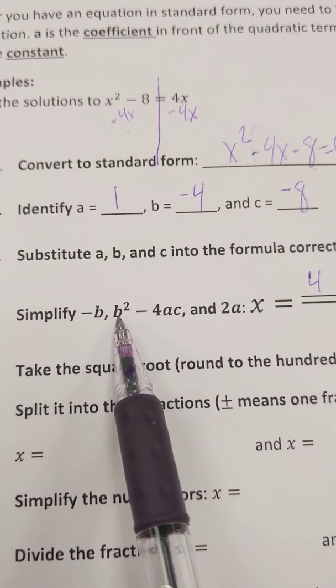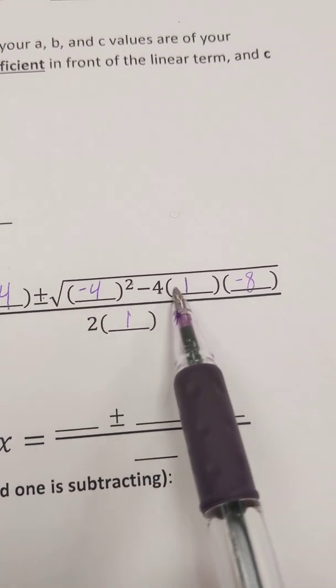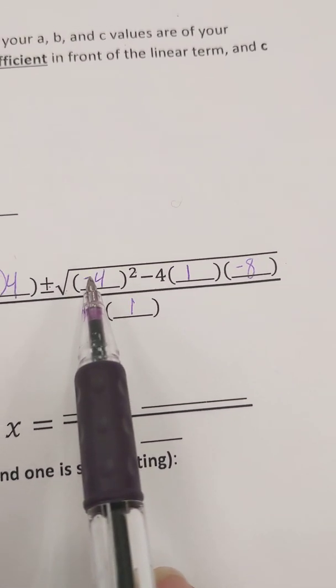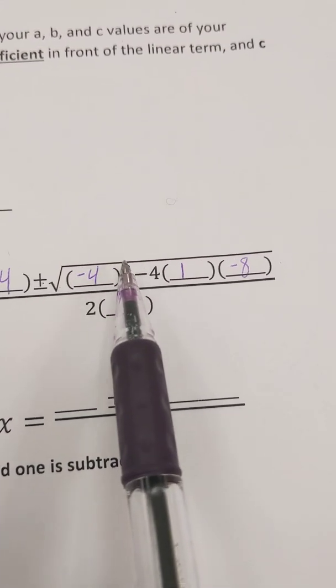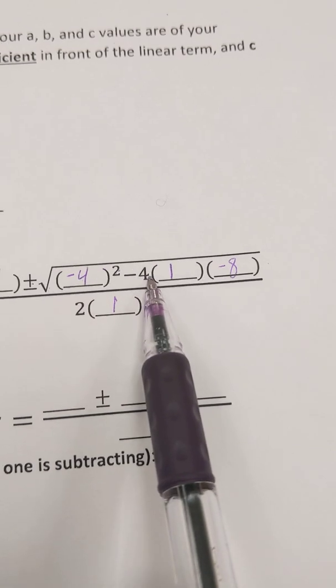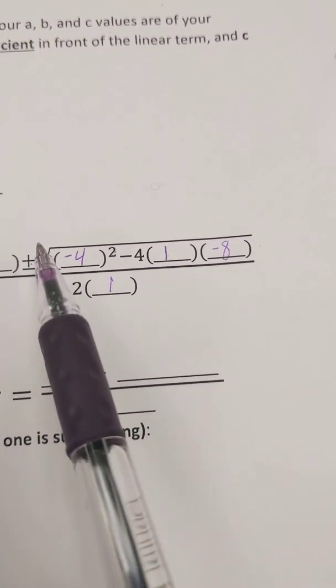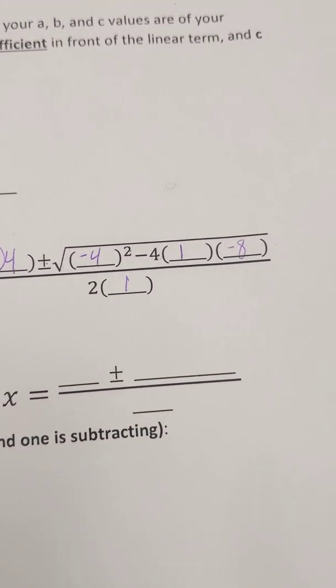Next, you're going to simplify the b squared minus 4ac. That's everything under the square root, not the square root itself. So in your calculator, you're going to do parentheses, -4, close your parentheses, squared, -4 times 1 times -8. You are not typing in the square root. You must put this -4 in parentheses before you square it.